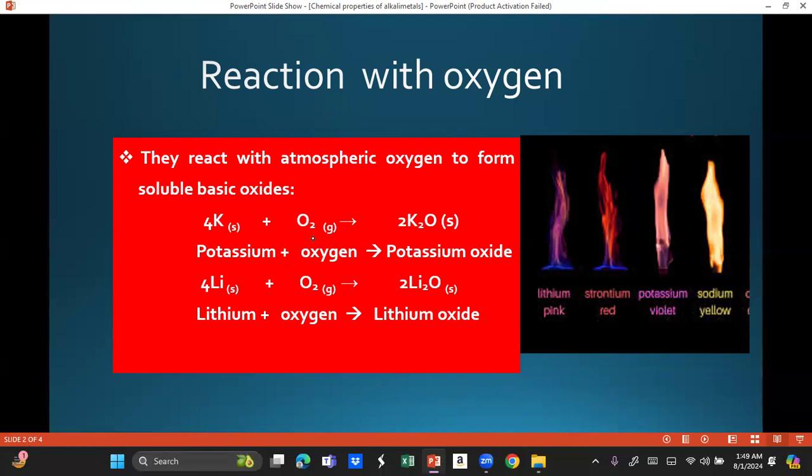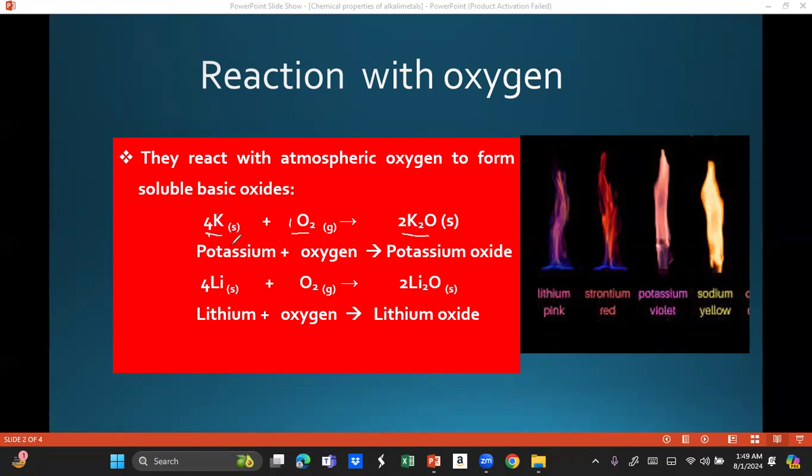Normally, metals are shiny unless they are exposed to the atmosphere. In order to prevent them from reacting with oxygen, they are usually stored under oil. So you can see 4 moles of potassium when reacting with 1 mole of oxygen produces 2 moles of potassium oxide.